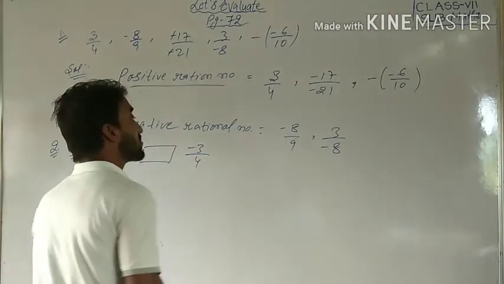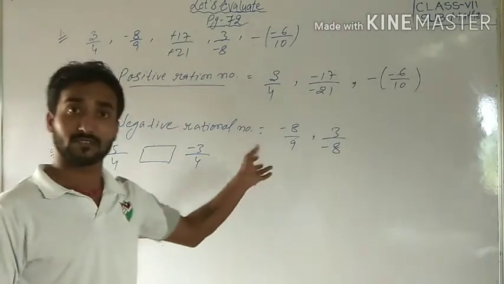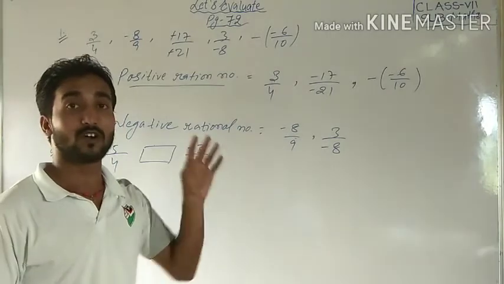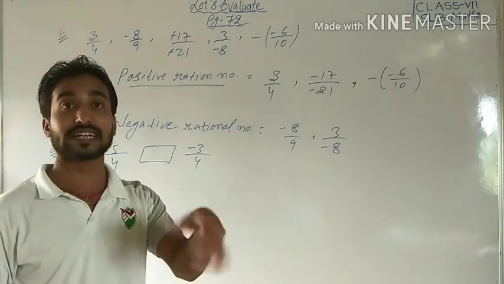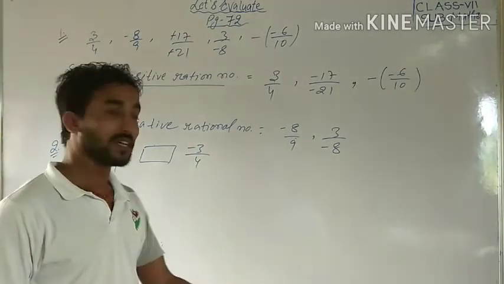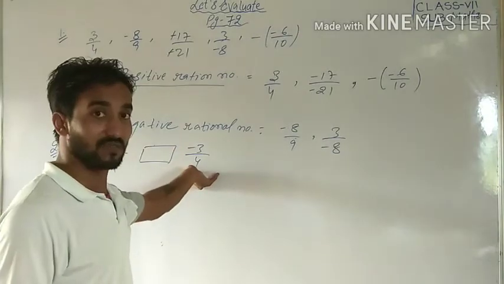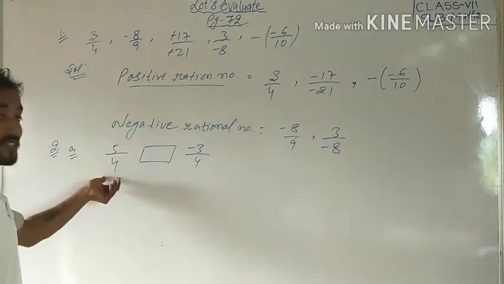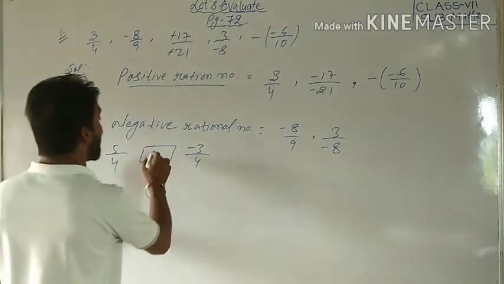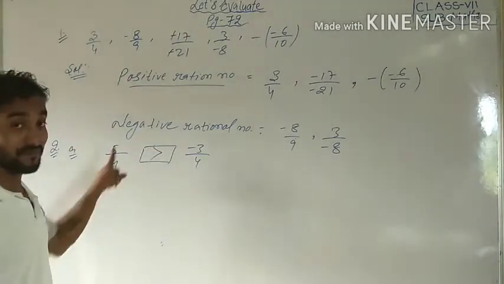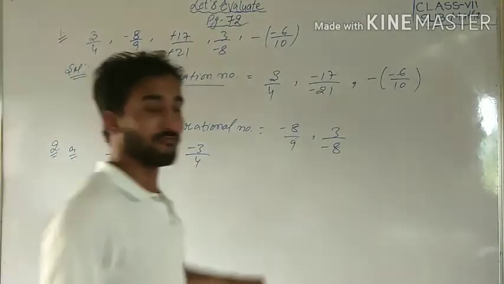Now students, if I talk about greater, it's very simple, because all positive numbers are always greater than negative numbers. Minus 3 by 4 is a negative number, and 5 by 4 is a positive number. So we will blindly say 5 by 4 is greater than minus 3 by 4.